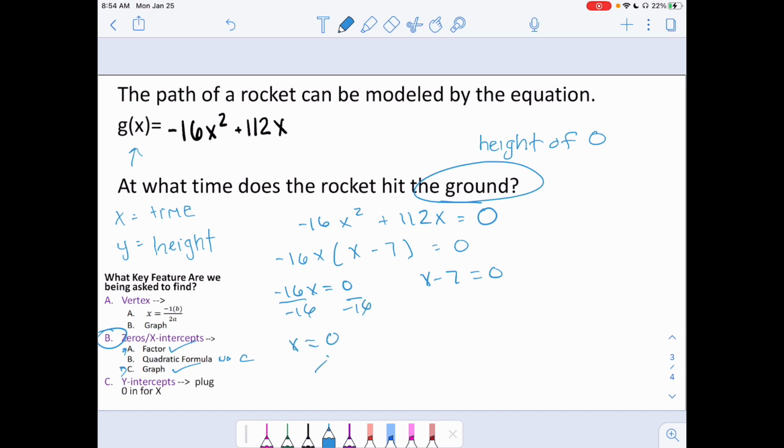So I see over here that at 0 seconds I'm on the ground. Okay, that one represents the beginning. And I see over here that at 7 seconds, my rocket's back on the ground. So that's probably the answer they're looking for. 7 seconds.